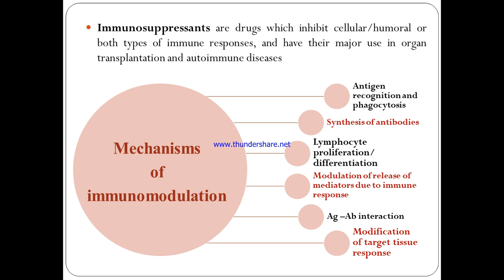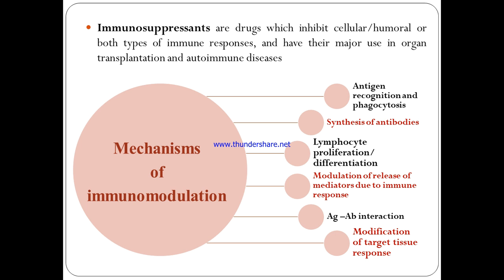Now coming to the immunosuppressant agents. Immunosuppressants are drugs which inhibit cellular or humoral or both types of immune response, and have a major use in organ transplantation and autoimmune diseases. Whenever we are discussing immunity, in our last regular classes, we discussed cellular and humoral immunity. What are the different types of immunity and their characteristics, we have already discussed.